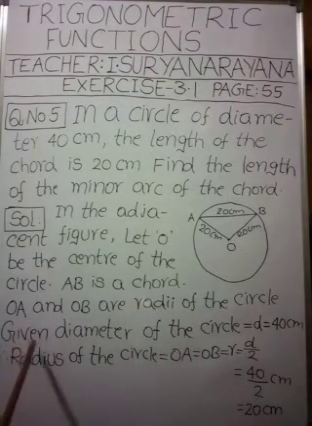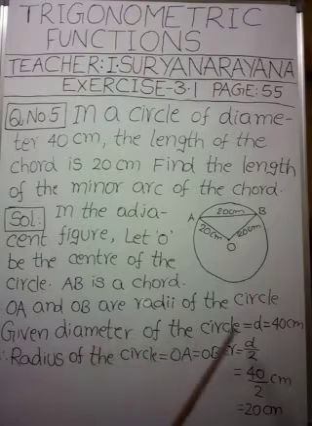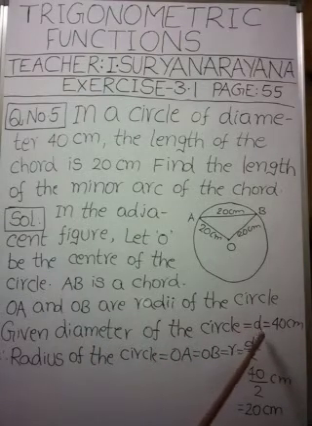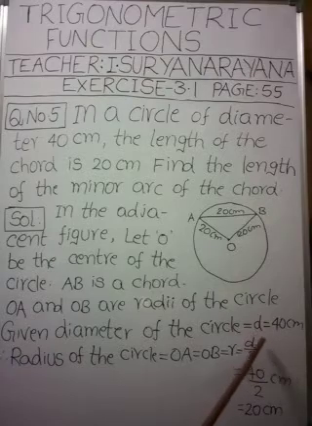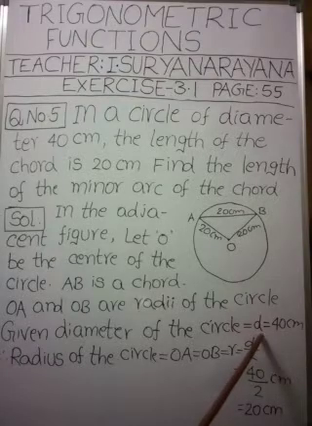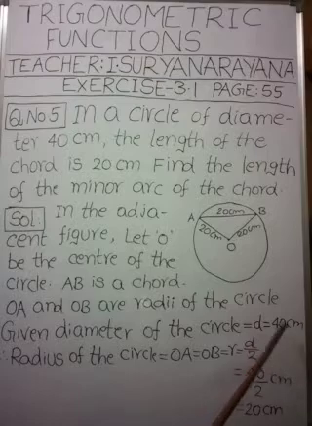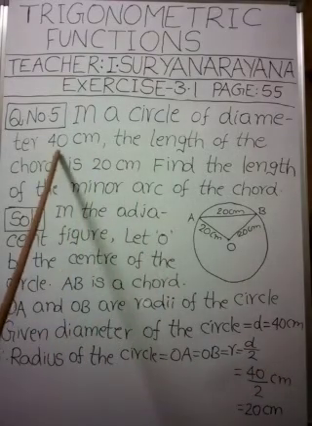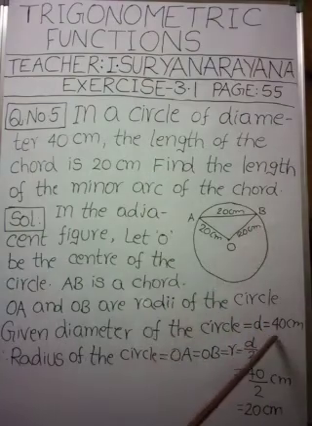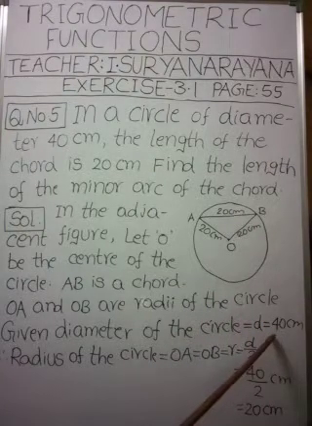Right. Given the diameter of the circle is D. Generally we denote the diameter of a circle by the small letter D. Understood this point, my dear children? D is equal to 40 centimeters. It is already given in the question itself, so I wrote this. Understood this step, my dear children?